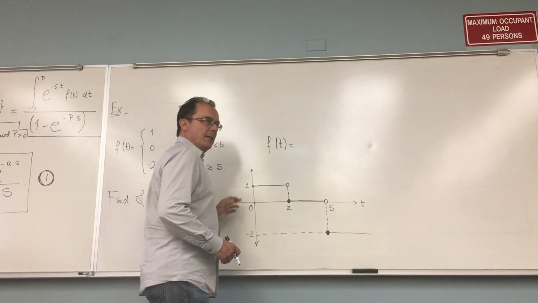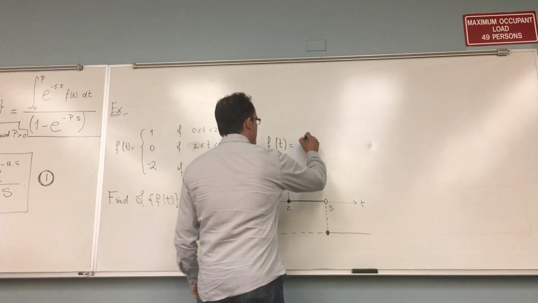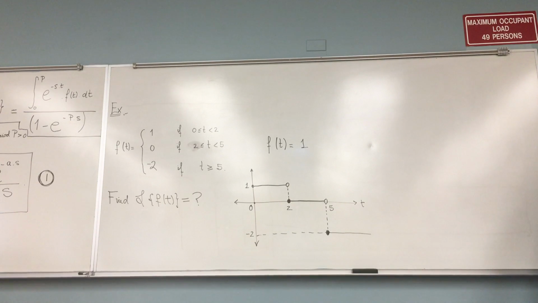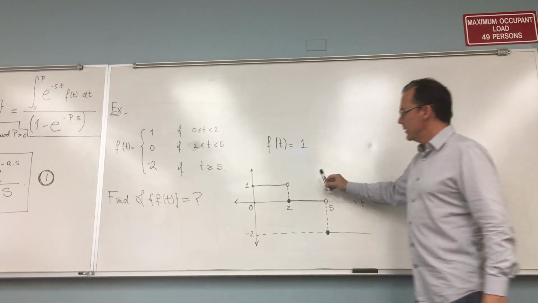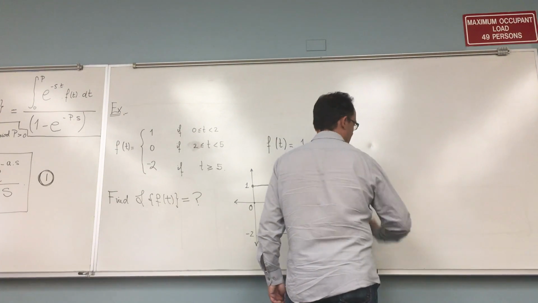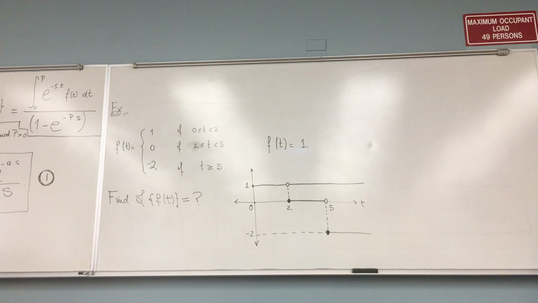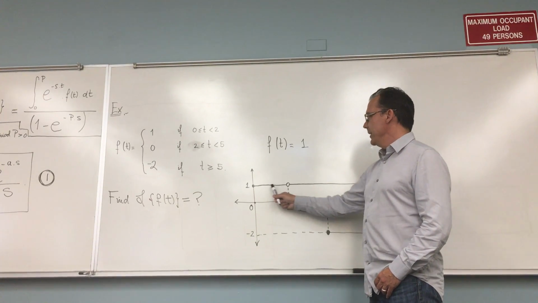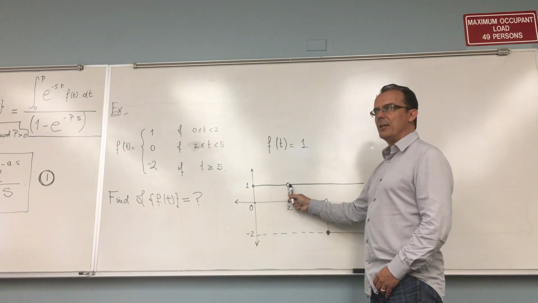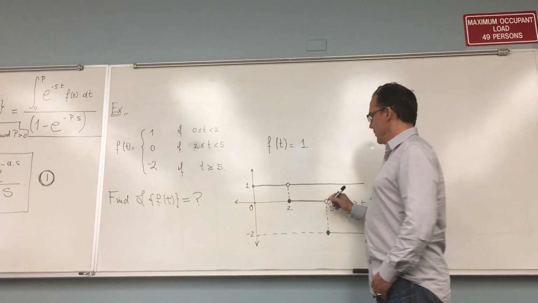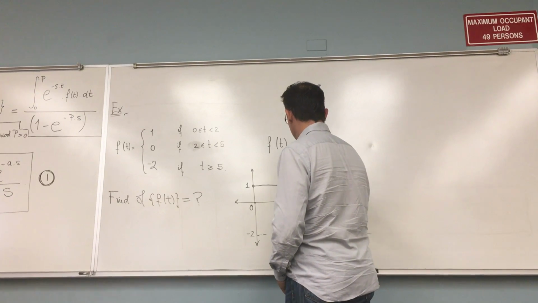Now, if I take the constant function 1 first, the graph of the constant function 1 is this, right? Forever. I want this to be 1 only here, from here to here. I want this piece to first drop down to level 0.